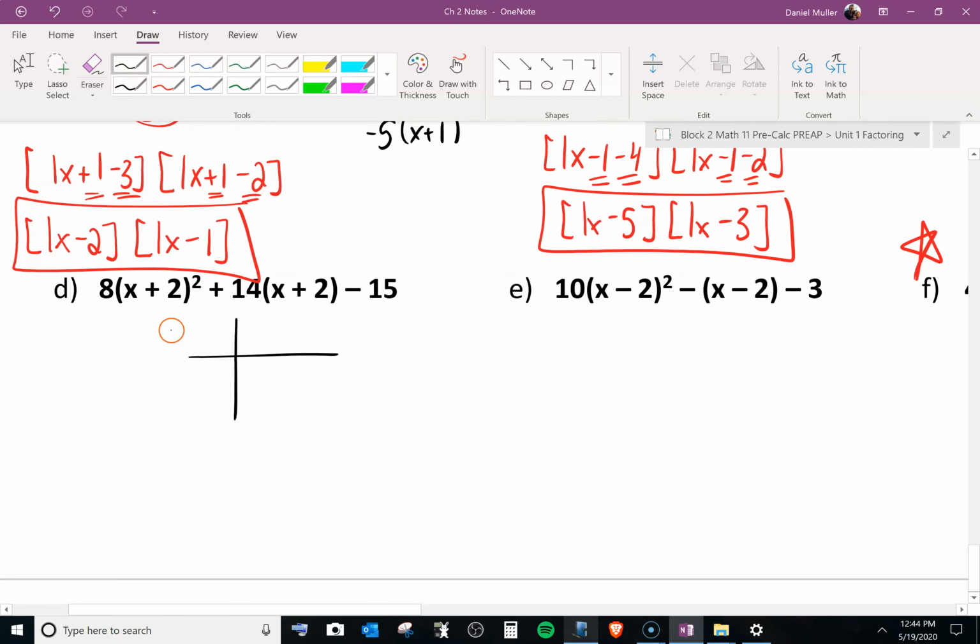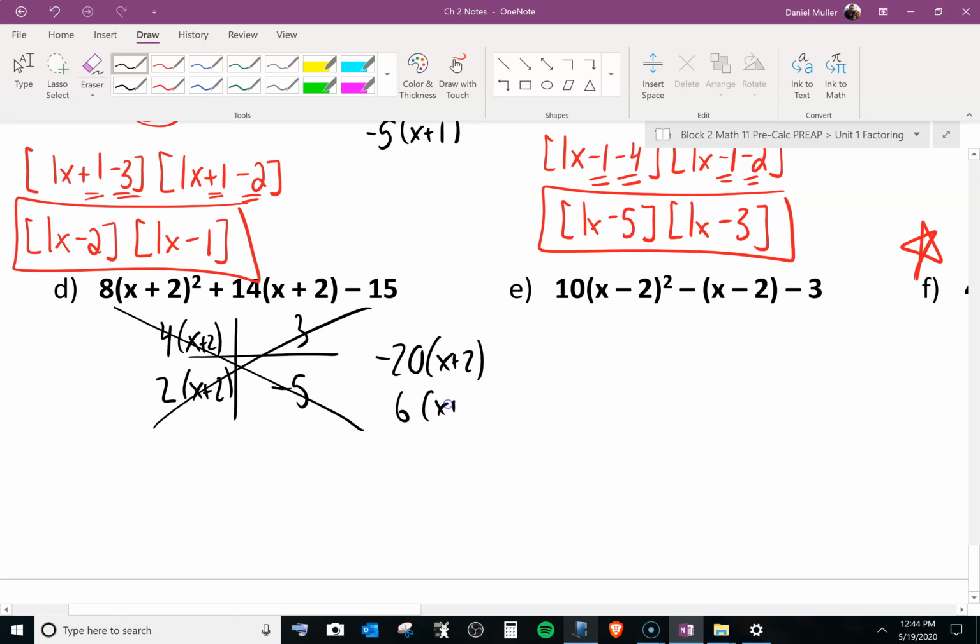For 8, I don't know if it's 8 and 1 or 4 and 2. I'm going to do 4 and 2. And I'm going to do an x plus 2 and an x plus 2 to get an x plus 2 squared. So the left side does indeed multiply to the left. Right is 15. Okay, what, 5 and 3? But it needs to be negative. So if I did that, I get negative 20 x plus 2 and 6 x plus 2. And if I add those, I get negative 14 x plus 2s.